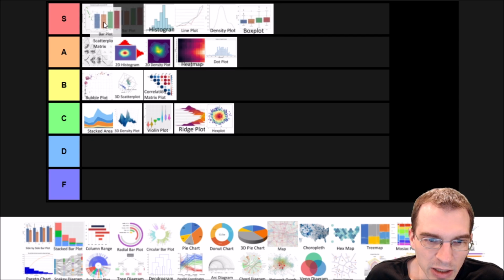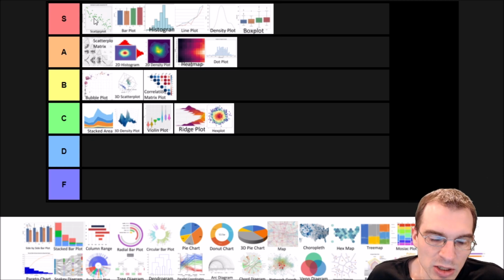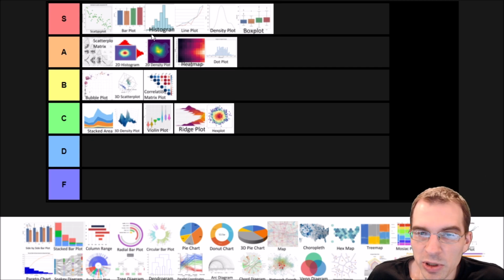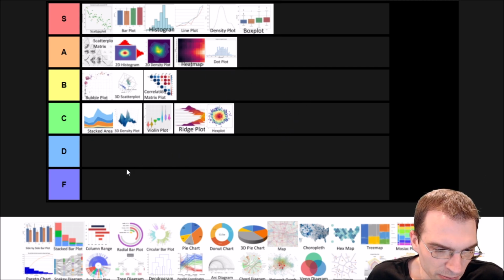I'll probably even put that above the histogram because basically scatterplot is maybe the best one for numeric data. At least you have two things to compare. Bar plots are probably the go-to for categorical data, so we'll put that up there.